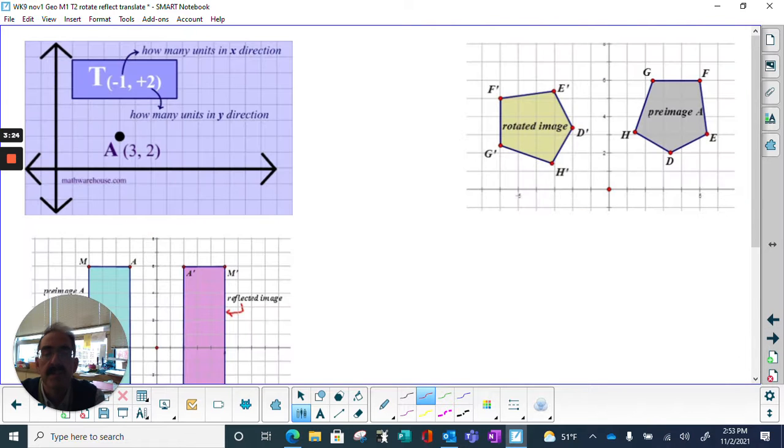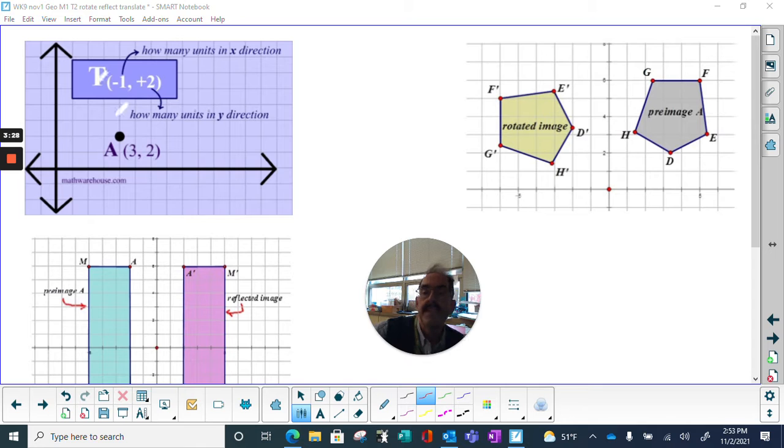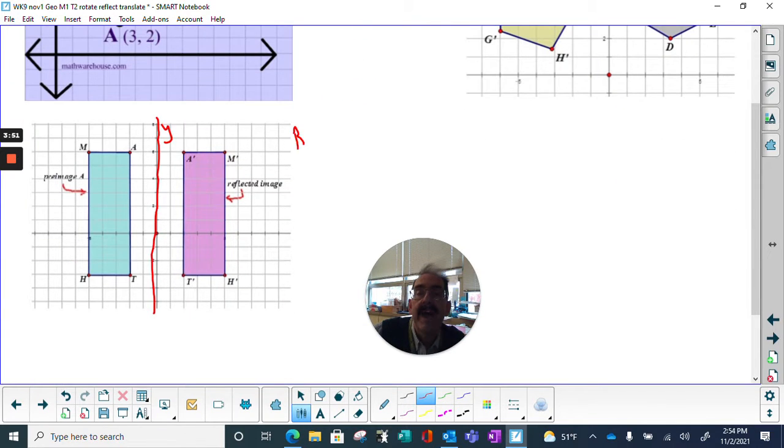All right, so I'd like you to go try the practice. Here's a little cheat sheet for you. So to translate is a capital T and the X comma Y. It went to the left 1 and up 2. To reflect, this time it was reflected over the y-axis, so we write reflect over the y-axis. That's all we write.